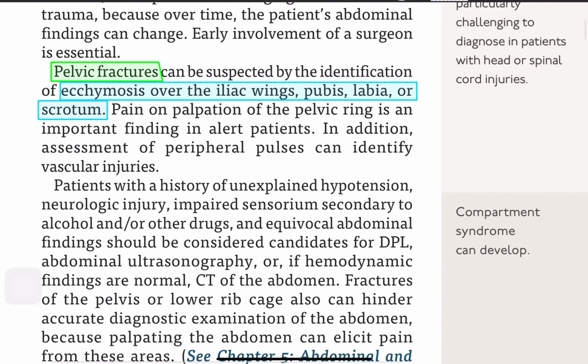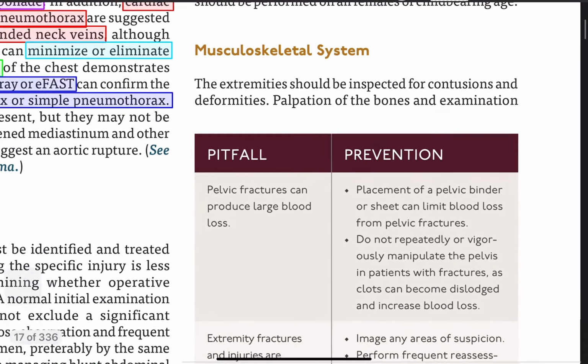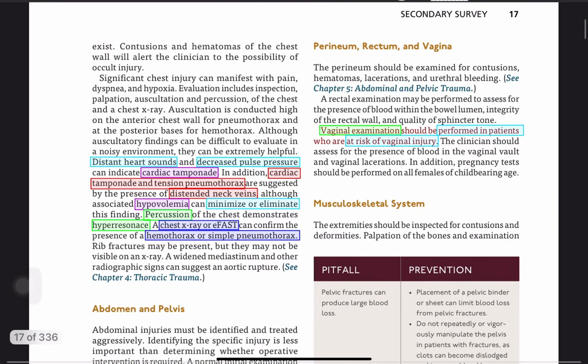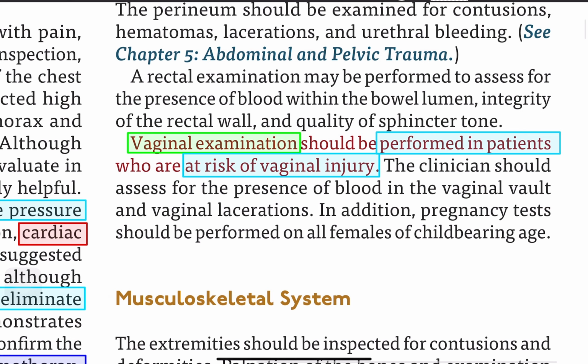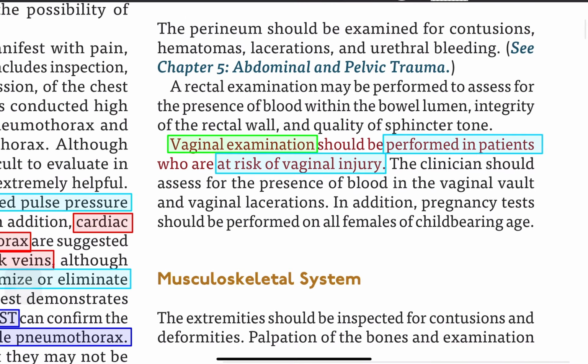When you see ecchymosis over the iliac wings, pubis, labia or scrotum, you can suspect pelvic fracture. Regarding vaginal examination, it is only performed in patients who are at risk of vaginal injury. It is not routinely performed in all female patients. Remember that.